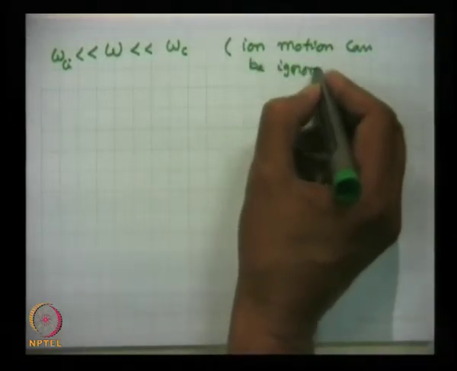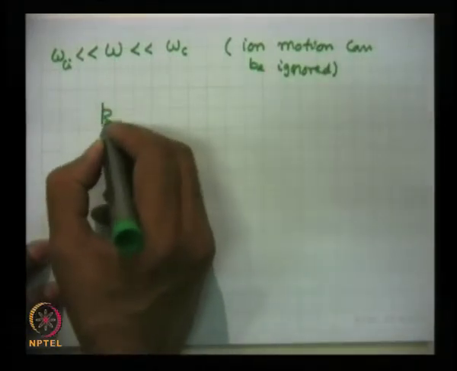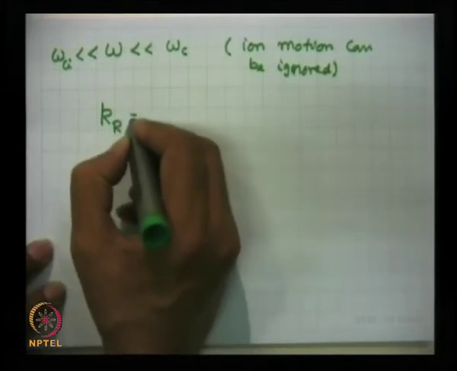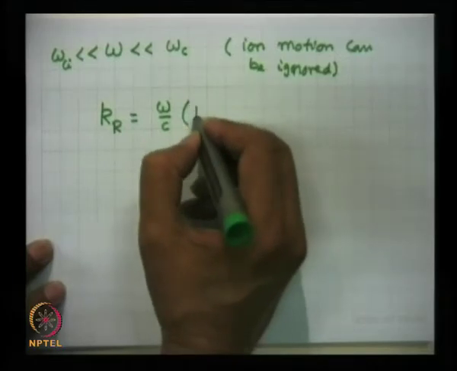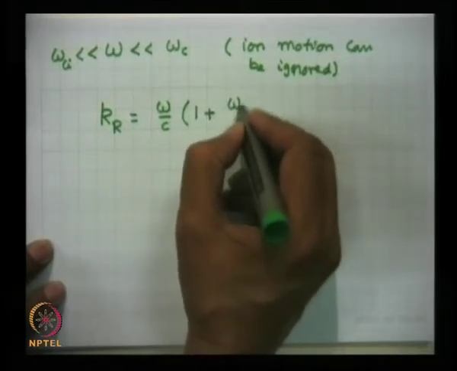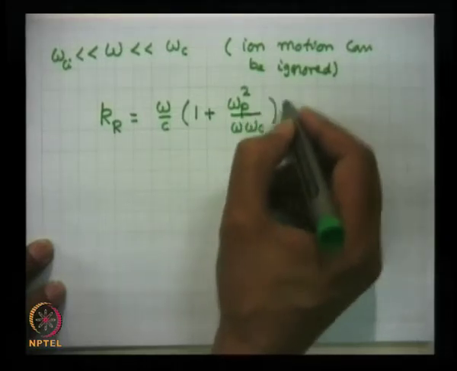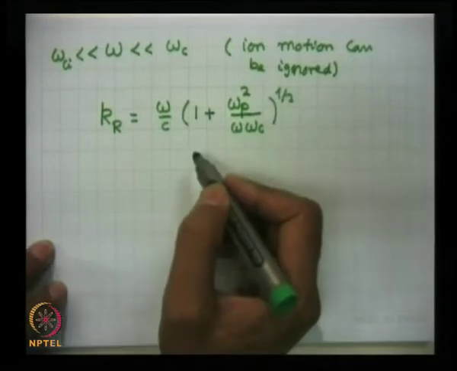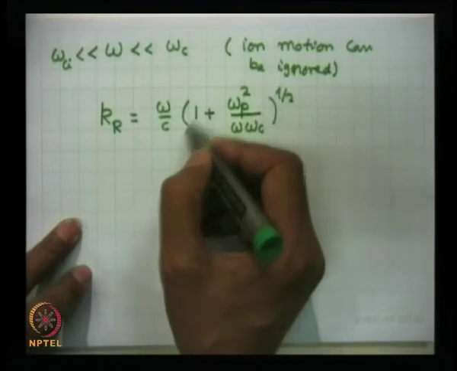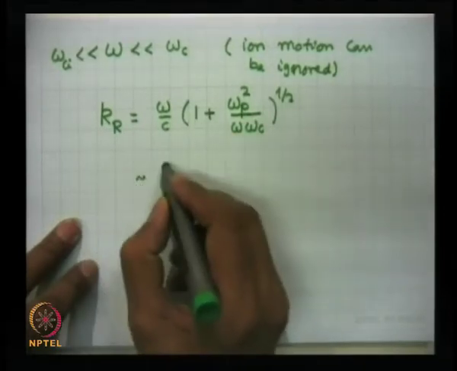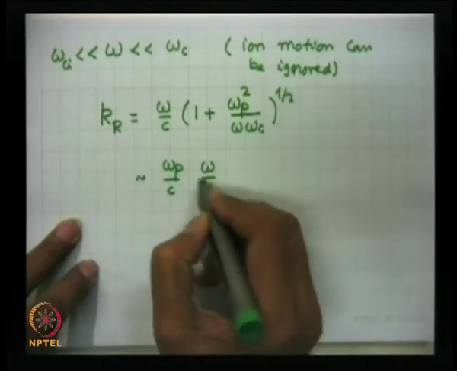And if I do this, in that case the propagation constant for the right circularly polarized wave becomes omega by c times the square root of 1 plus omega p squared upon omega omega c. In most plasmas of interest, this quantity is much bigger than 1. You can ignore unity. This becomes equal to omega p by c and omega upon omega c to the power half.